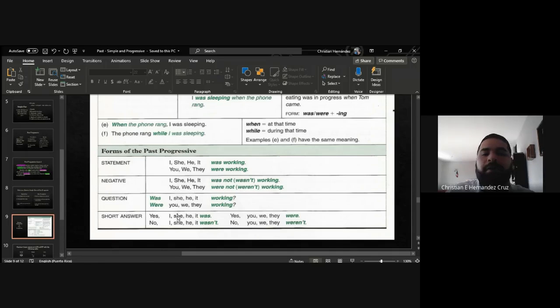We have questions in which we change the order of the subject and the be verb. So now instead of having the pronoun first and then the be verb, now we have the be verb and then the pronoun. Okay? Was I working? Was he working? Was it working? Was she working? And of course, we use were with you, we, and they. So were they working? Were you working? And this you could be either plural or singular.